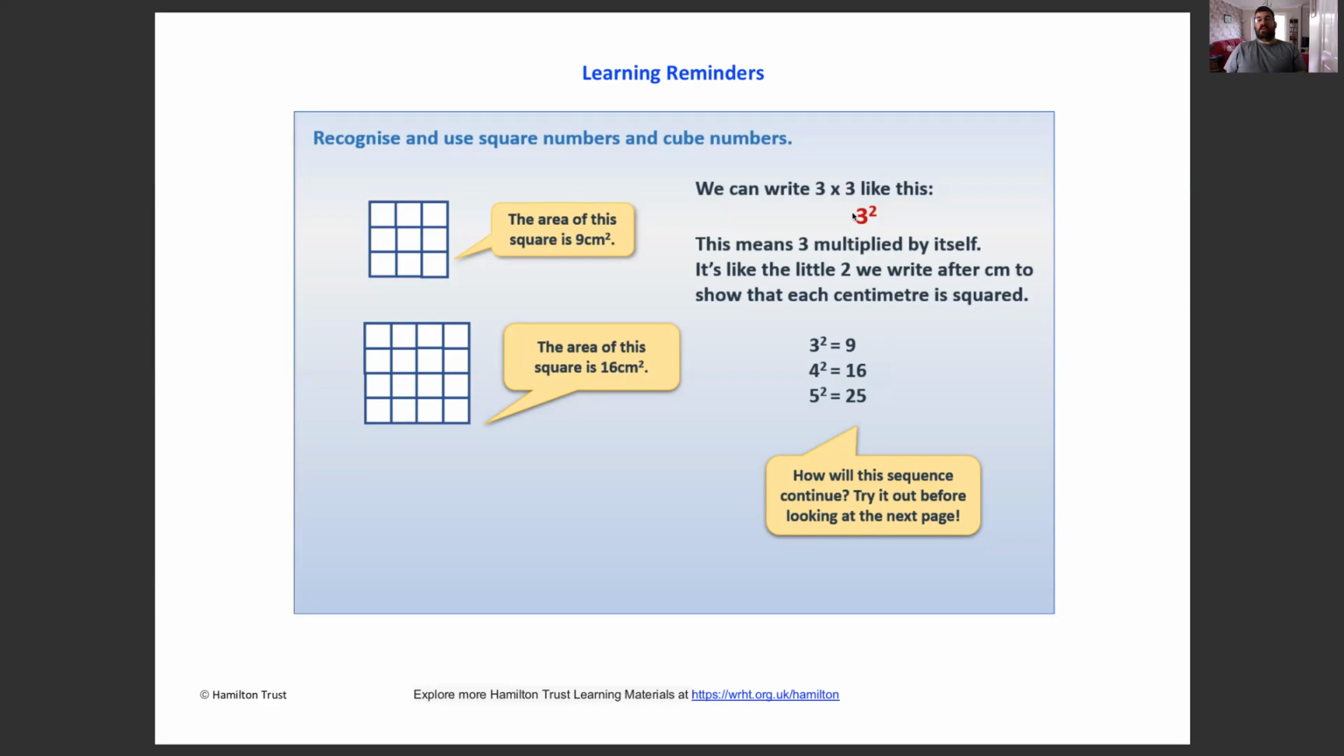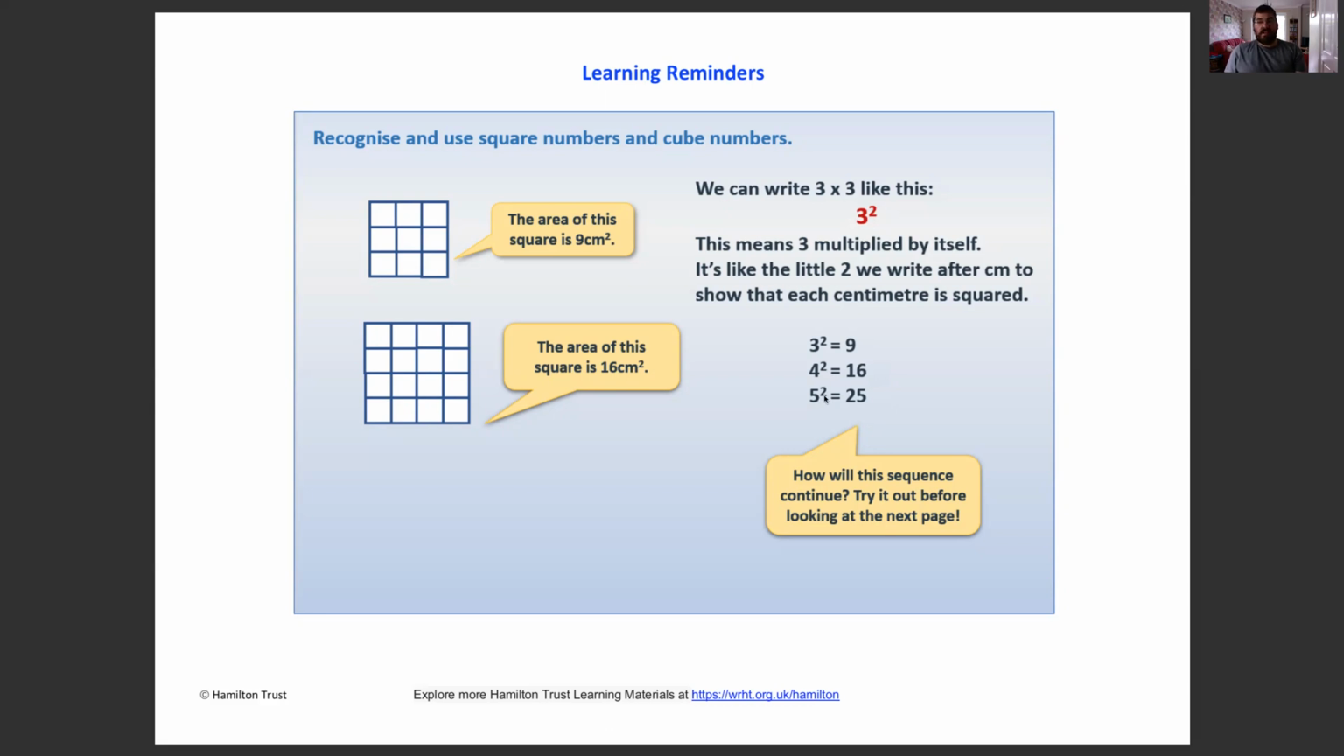It's not 6, it's 9, because it's 3 times 3, not 3 times 2. All right, so the most common error is to double things when we're squaring them, and it's not doubling, it's timesing the number by itself. 4 squared is 4 times 4, which is 16. 5 squared is 5 times 5, which is 25.